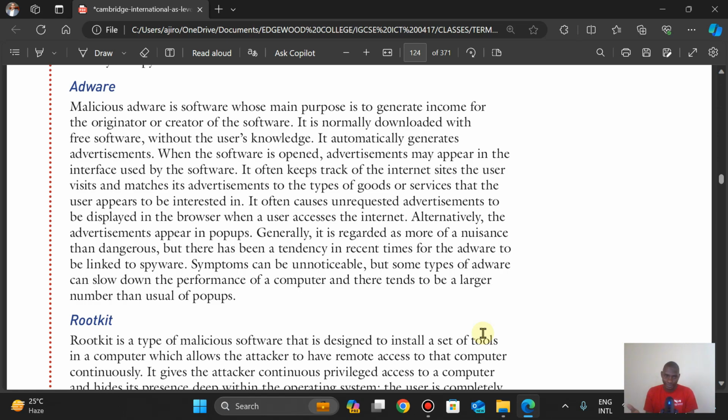It can have an effect. It can slow down your laptop. Okay, so please, you have to be very, very careful. There can be a tendency in recent times for the hardware to be spyware. So when you click on it, it has some software installed on your laptop and you are not even aware of it. Symptoms can be unnoticeable, but some types can slow down the performance of the computer and tend to produce a larger number of pop-ups than usual.